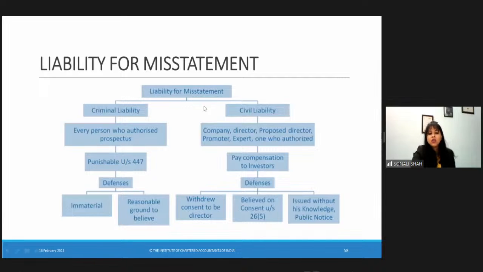In case of criminal liability, every person who has authorized the prospectus is punishable under Section 447. The defense is that the misstatement was immaterial or he had a reasonable ground to believe. When we talk of civil liability, the company's director, the proposed director, the promoter, the expert, the people who have authorized are affixed with civil liability. They will have to pay compensation to the investor. The defense is he withdrew the consent, he believed the information, or it was issued without his knowledge, or public notices were issued. So these are the liabilities for misstatement. Is this clear?